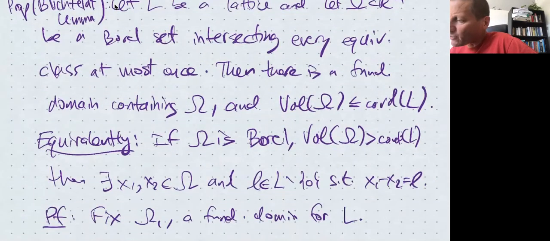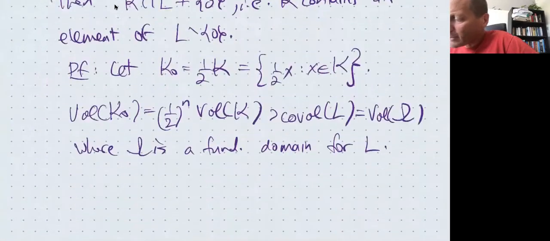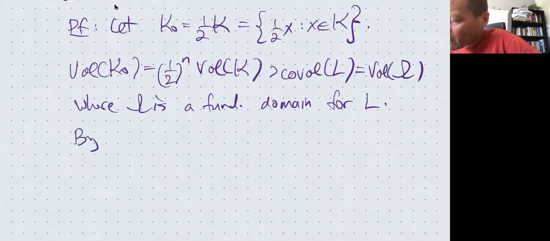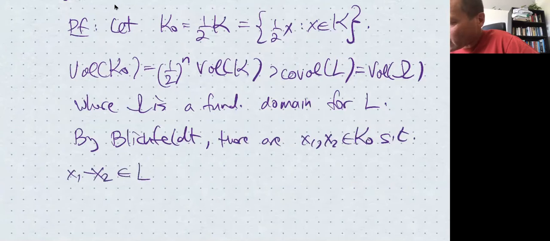And so if you use the Blichfeldt lemma in the contrapositive, equivalently, if we use this formulation, whenever we have a set whose volume is bigger than the co-volume, but here don't use omega, use K0. Whenever this happens, then there are 2 points in this set whose difference is a non-zero lattice element. So by the Blichfeldt lemma, there are x1, x2 in K0 such that x1 minus x2 is an element of L, and it's not zero.